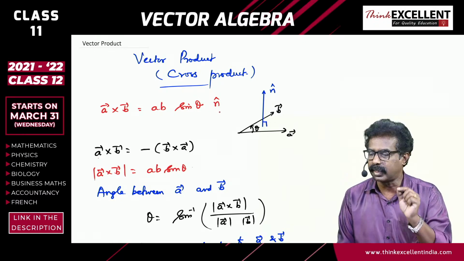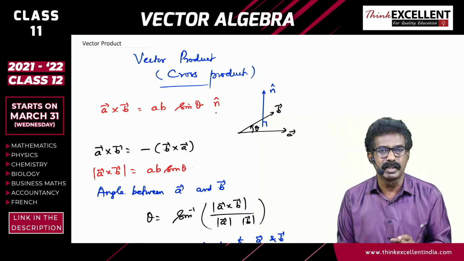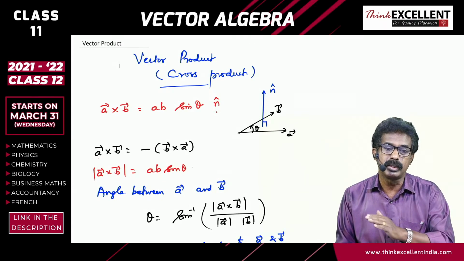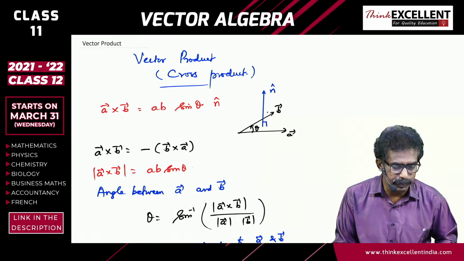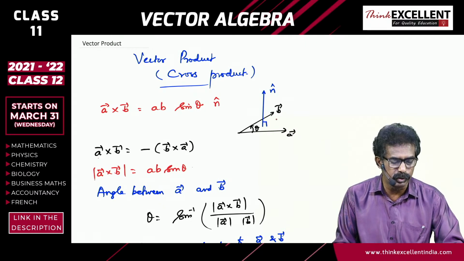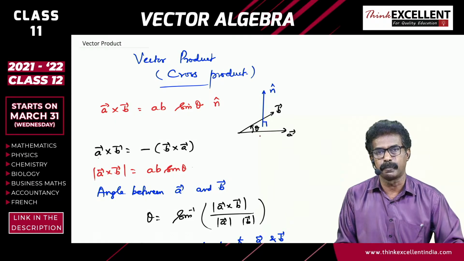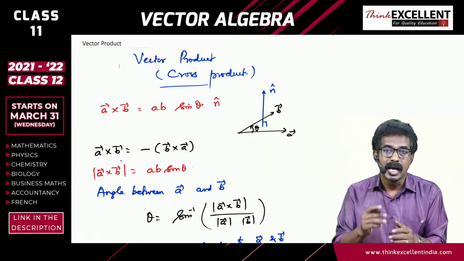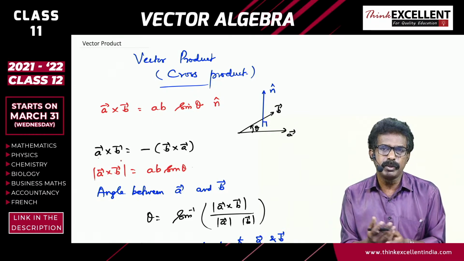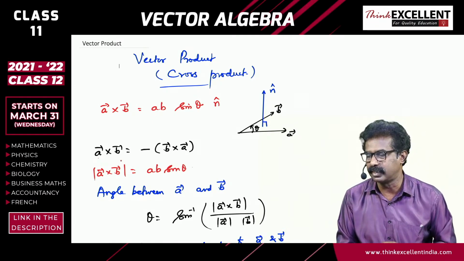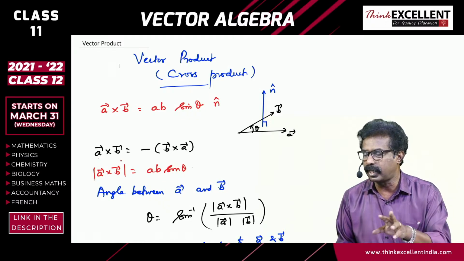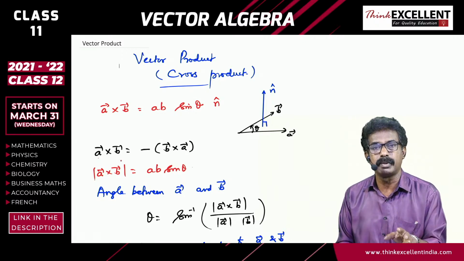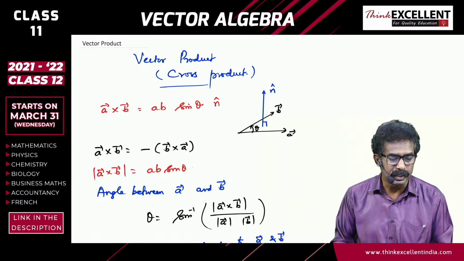N cap, since it has the cap symbol, you know it is a unit vector. N cap is a unit vector. Direction is important, perpendicular to both A vector and B vector. N cap is a unit vector perpendicular to both A vector and B vector. The dot product is commutative, but here the cross product is anti-commutative. Anti-commutative means if you reverse, you have to put a minus sign. Dot product is commutative, A dot B and B dot A are the same. And the cross product is anti-commutative. A cross B is equal to minus of B cross A, right?